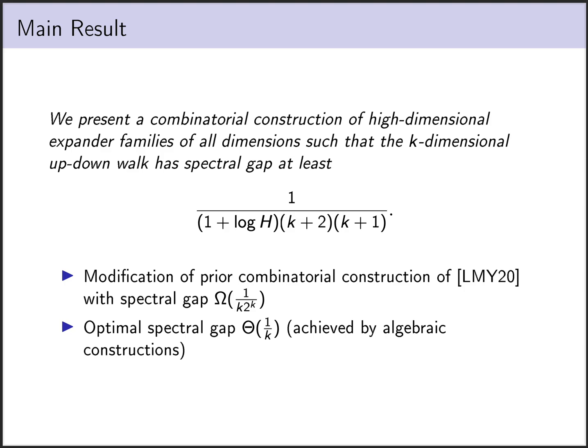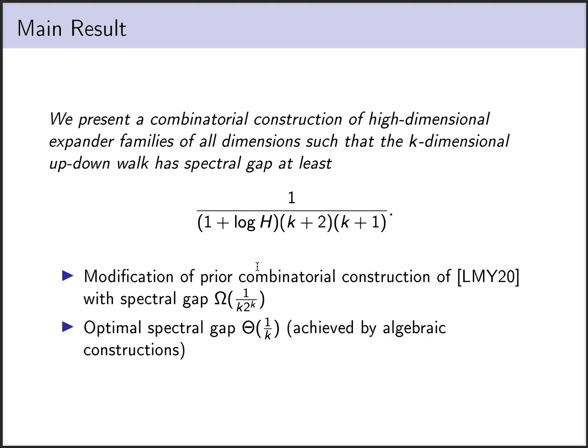Now my main result is a combinatorial construction of high-dimensional expander families of all dimensions, such that the k-dimensional up-down walk has spectral gap at least 1 over (1 plus log h) times (k plus 2) times (k plus 1). So this is a modification of the LMY construction, where I'll in fact leave the faces of LMY unchanged and only introduce a new weight function. But it turns out that this weight function is enough to give this exponential improvement in the spectral gap.